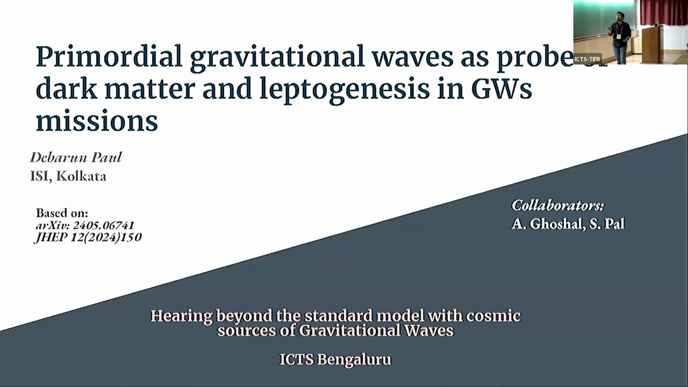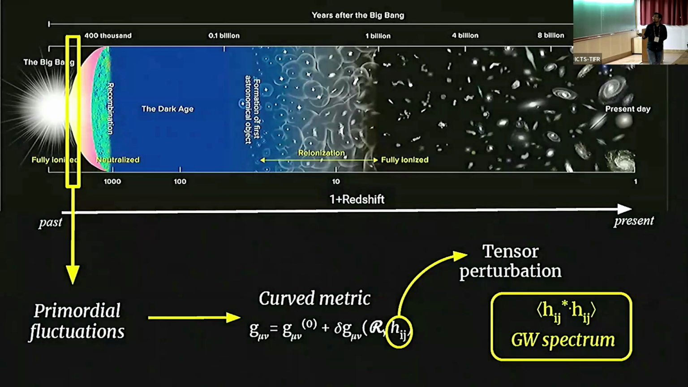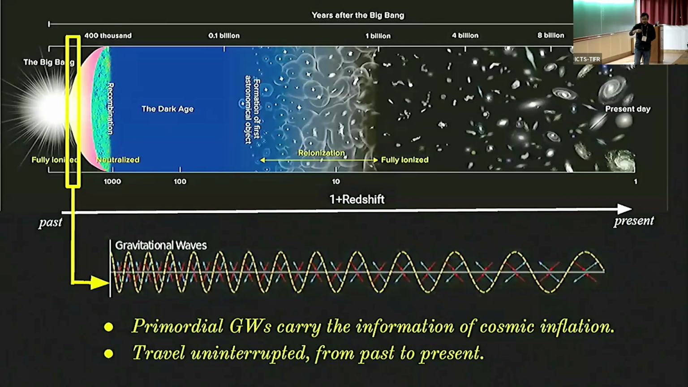So this is the very well-known diagram for the evolution of our universe, depicting the evolution starting from the Big Bang to the present day. My focus is mainly on early universe cosmology. We know that inflation generates the primordial fluctuation, and from there we get some gravitational wave spectrum. After its generation, the gravitational wave travels throughout our universe in a completely unperturbed way, unlike the cosmic microwave background.